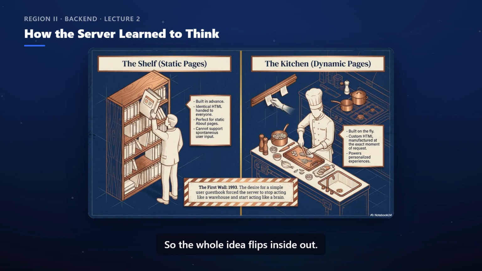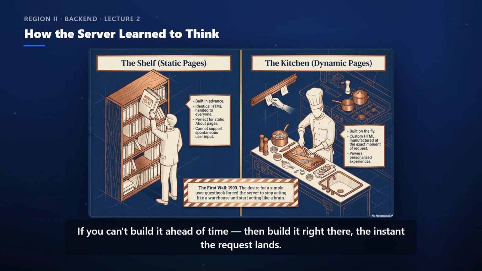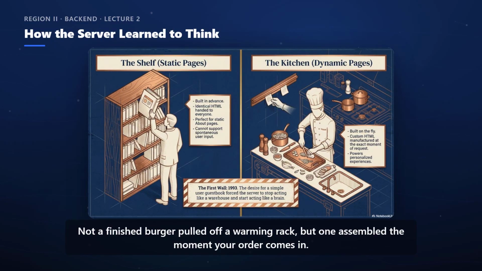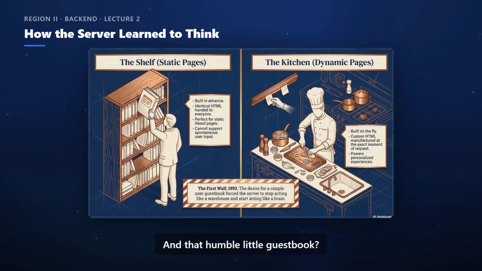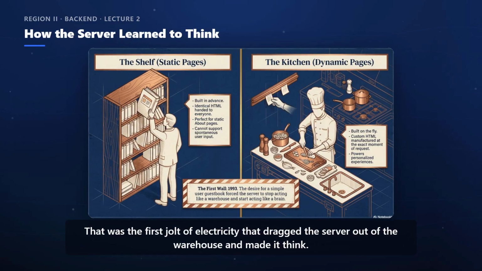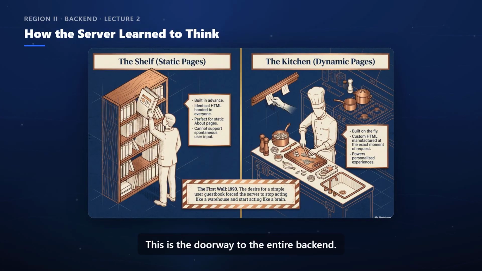So the whole idea flips inside out. If you can't build it ahead of time, then build it right there, the instant the request lands. Not a finished burger pulled off a warming rack, but one assembled the moment your order comes in. That's a dynamic page. And that humble little guestbook? That was the first jolt of electricity that dragged the server out of the warehouse and made it think. This is the doorway to the entire backend.